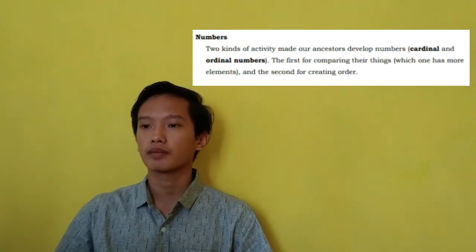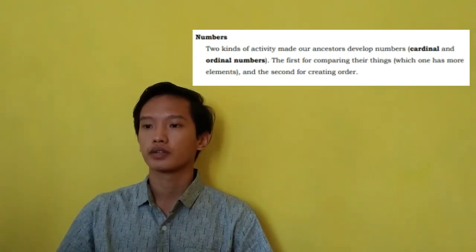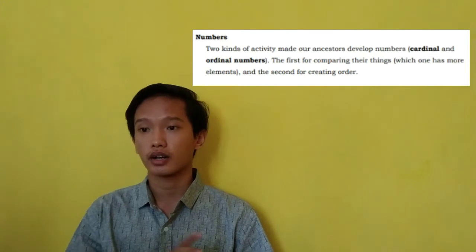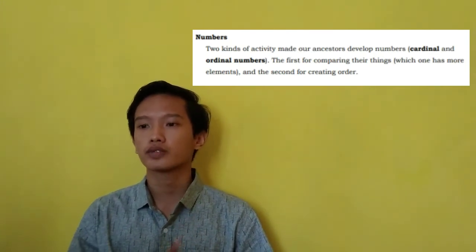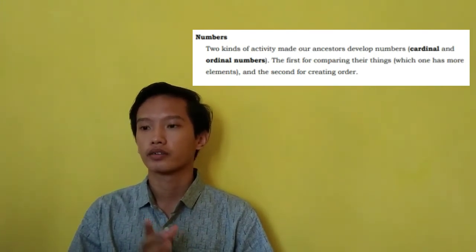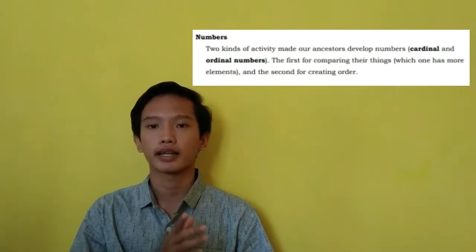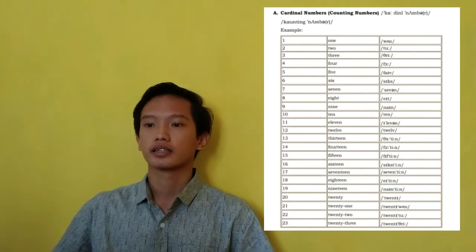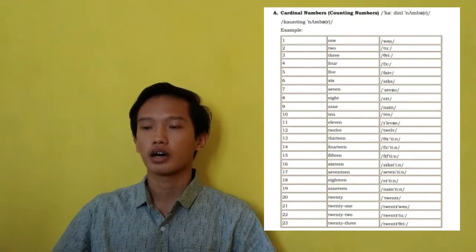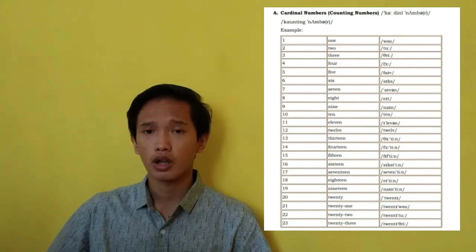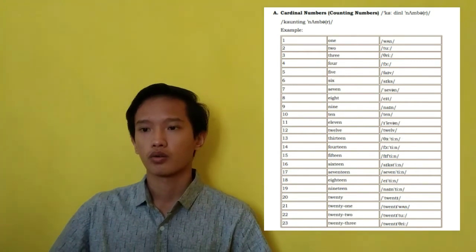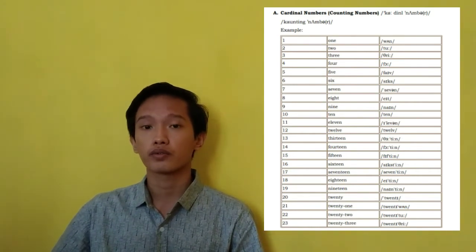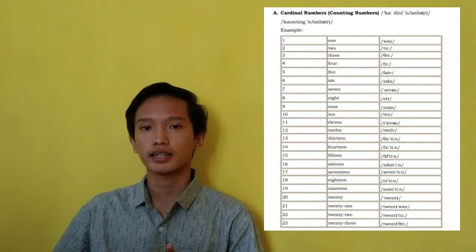Two kinds of activity made our ancestors develop numbers, like cardinal and ordinal numbers. The first for comparing their things, which one has more elements, and the second for ordering. Okay? Then A. Cardinal numbers or counting numbers. For example, 1, 2, 3, 4, 5, 6, 7, 8, 9, and 10.